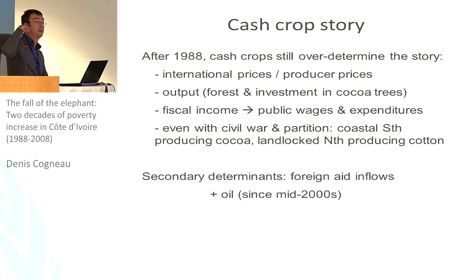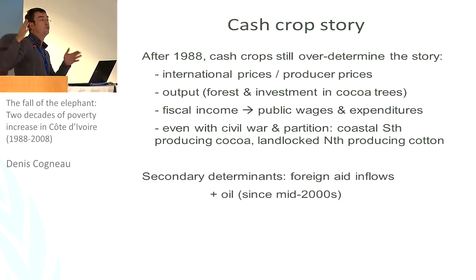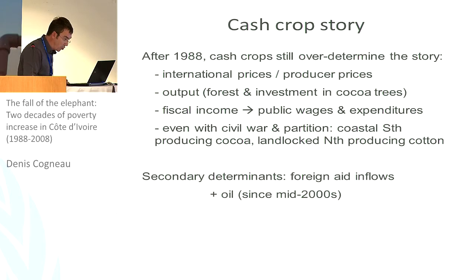you have a kind of stagnation. Côte d'Ivoire has reached a plateau in the output of cocoa. You reach that starting in 1998. There is really a stagnation of output of cocoa.